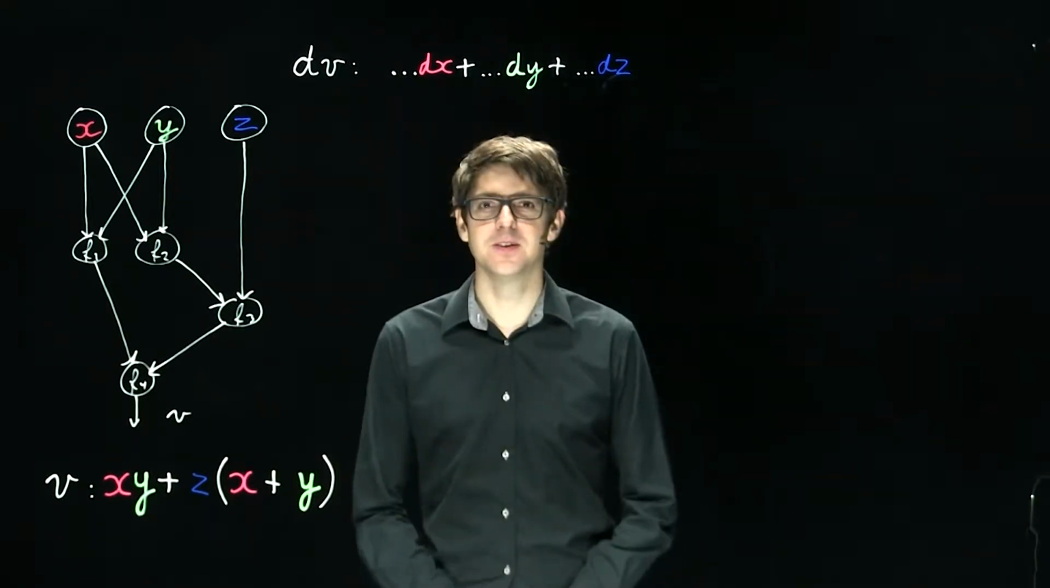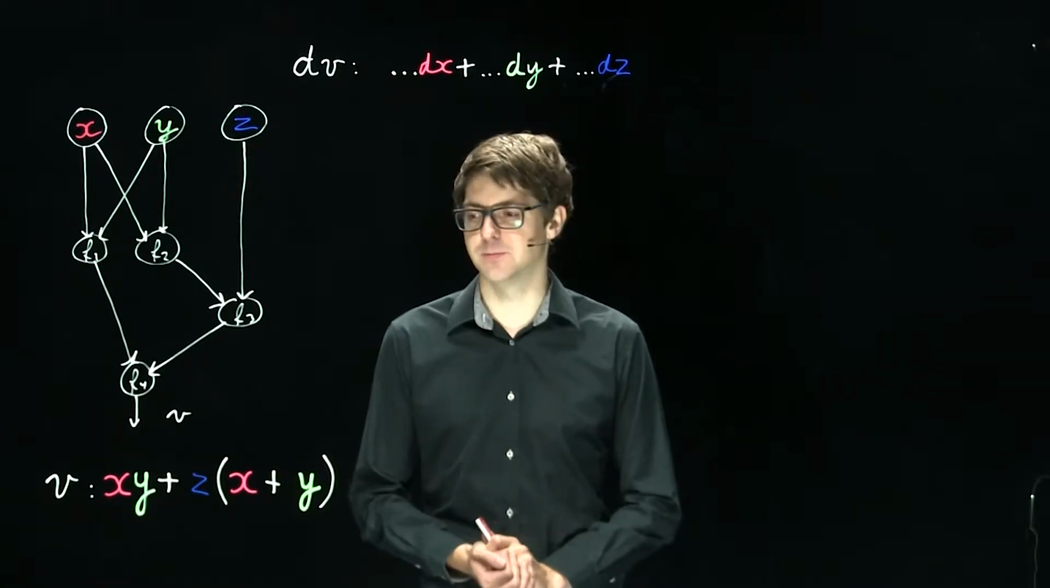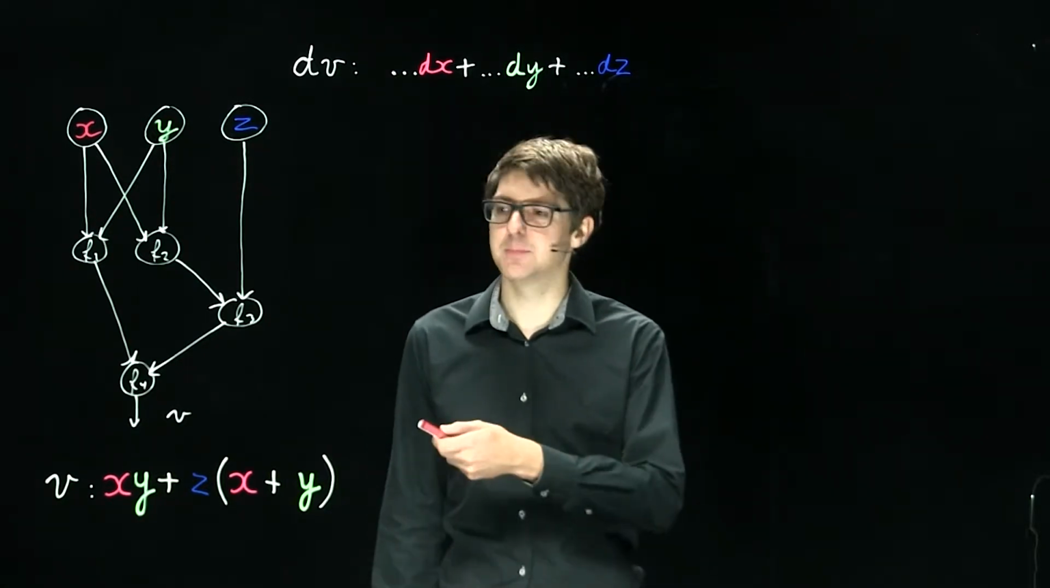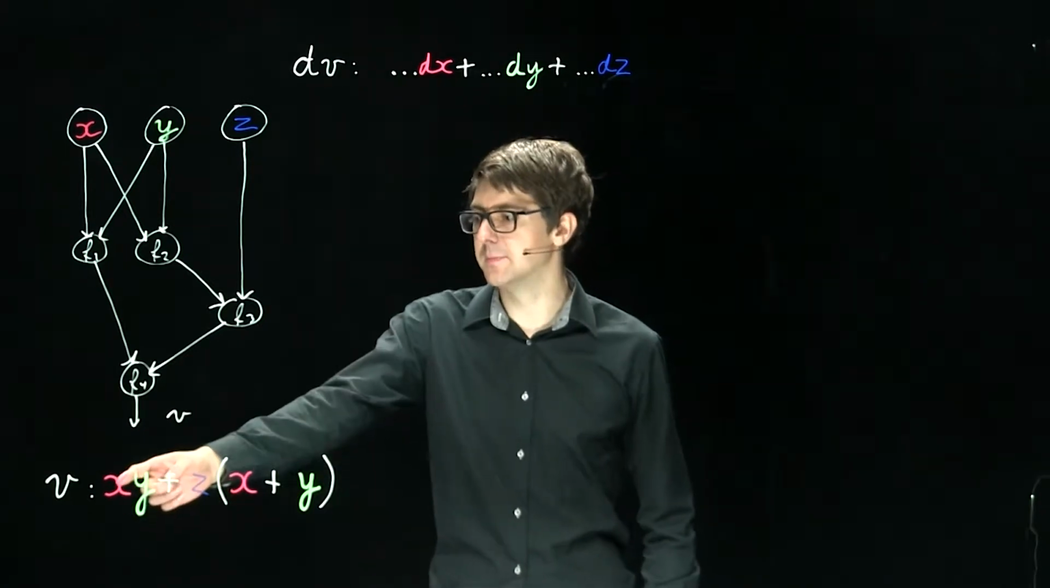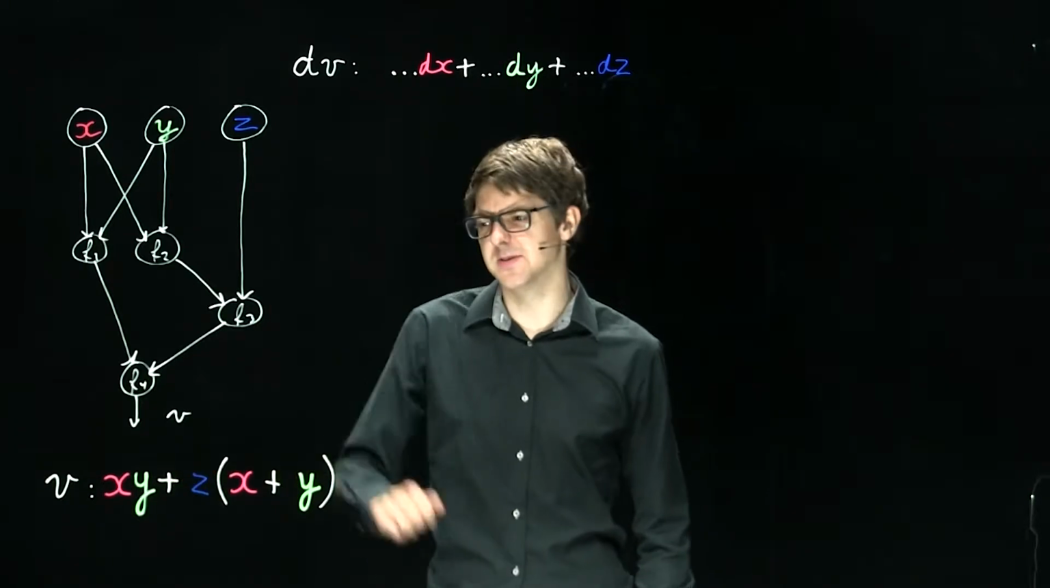Hello everybody. Today I'd like to explain algorithmic differentiation in an intuitive way. I've prepared a little example for you. So this is a simple scalar expression that depends on inputs x, y and z.